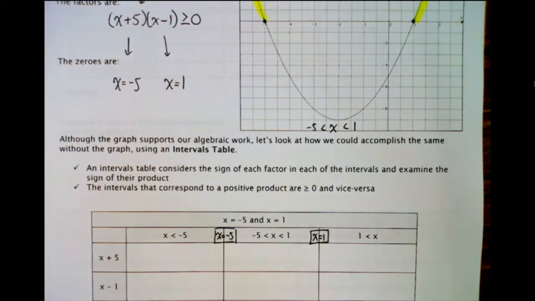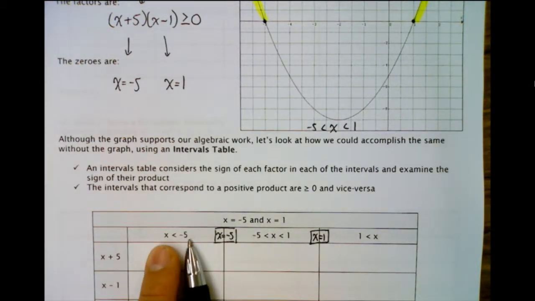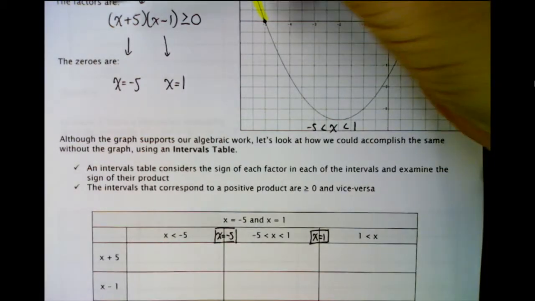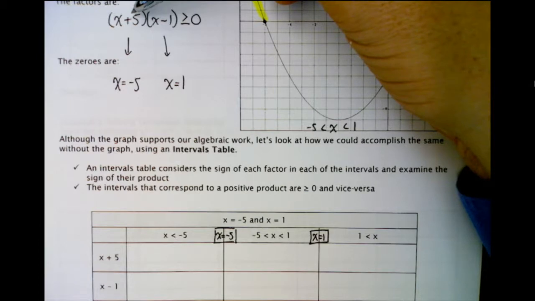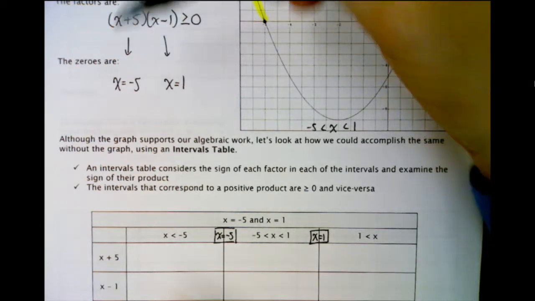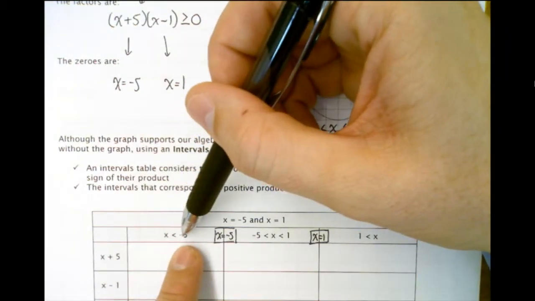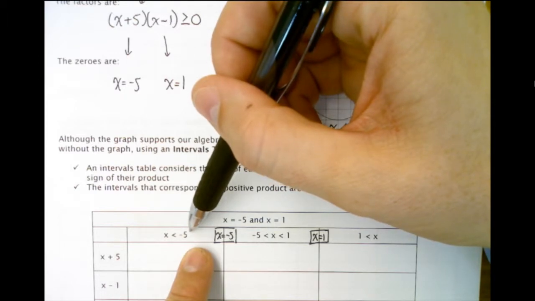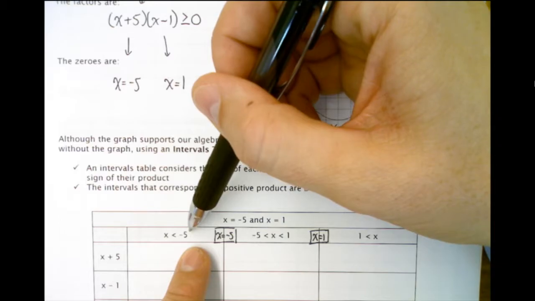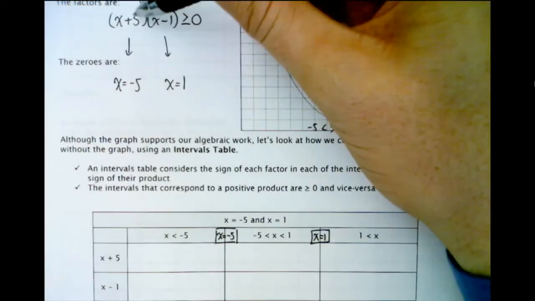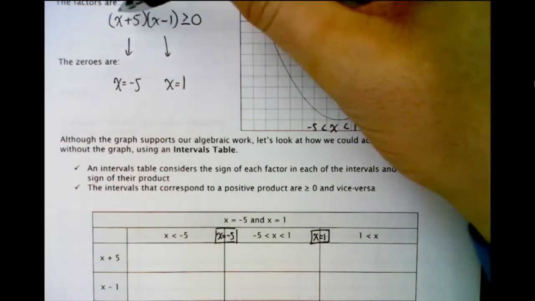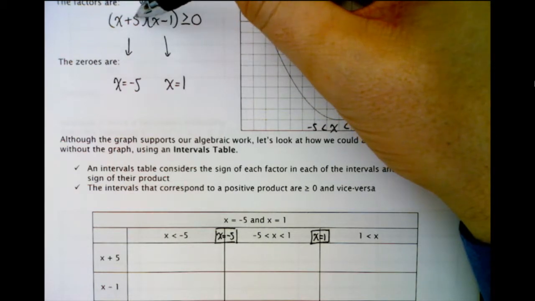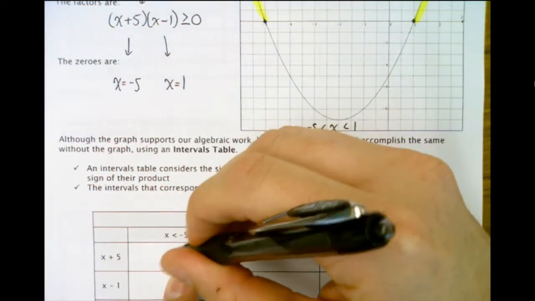Then what? Well, then we take numbers that are less than -5 and we test them in each of the factors to see whether we're going to get a negative or a positive number. So what's a number that's less than -5? Well, we could say -10. That's a number that's less than -5. And then we plug -10 into each of our factor brackets. -10 plus 5 is -5, so we get a negative answer.